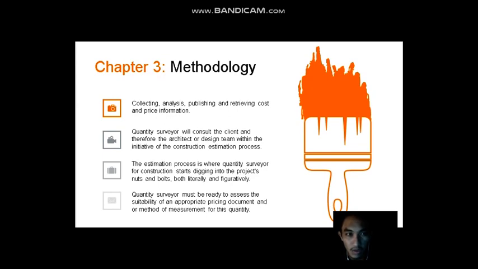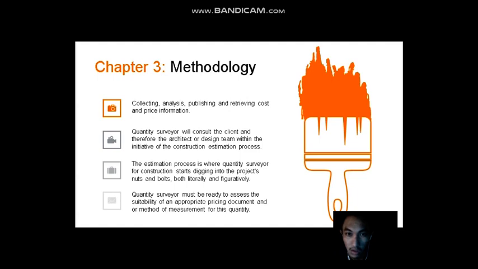A quantity surveyor must prepare an estimate of the prices related to the venture as detailed as conceivable, in stages, which requires implementing the price information. The first stage is that the quantity surveyor will consult the client and the architect or design team at the initiation of the construction estimation process. This phase usually involves a first meeting with both parties to discuss the project, to find out the client's wishes and expectations, and to start work on the project.